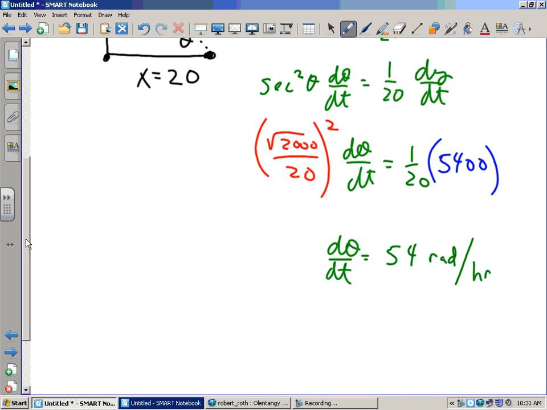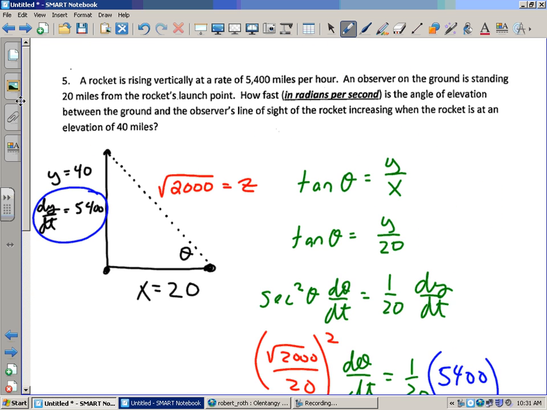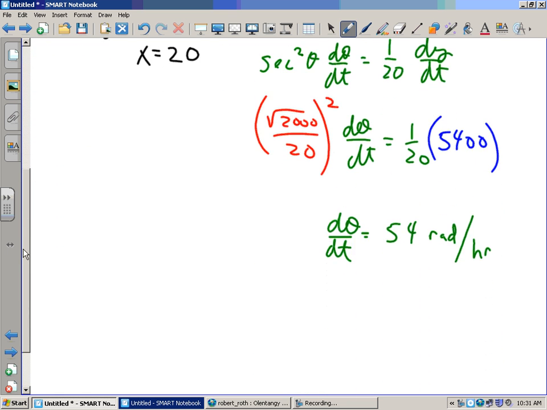Now, in the beginning of the problem, they asked us to write our final answer in radians per second. So we'll need to take this angle, divide it by 3,600 to get into radians per second. And here we have our answer.